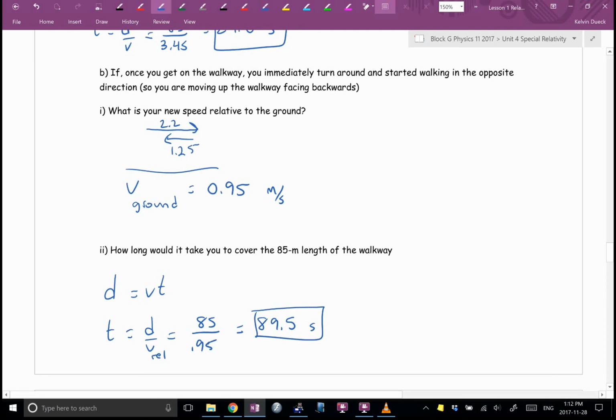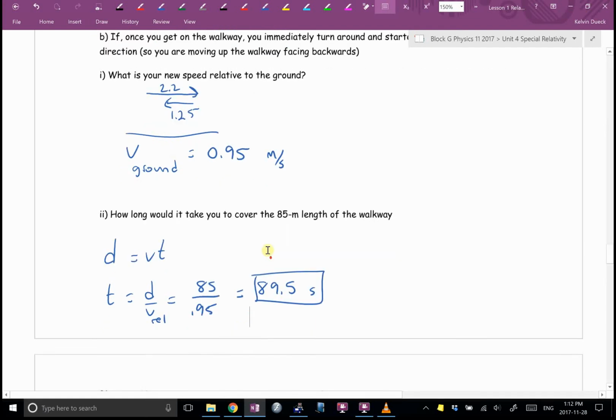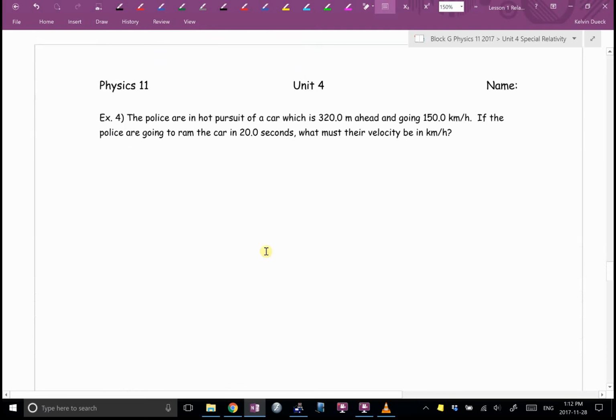Does that make sense? How long did it take me to walk this at my normal speed? Was it 68 seconds or something like that? So walking backwards, yeah, it should take me longer. I knew the answer was going to be bigger than 68. Yeah, it makes sense to me. One more, we're done. I like example 4. Example 4 is a nice question.